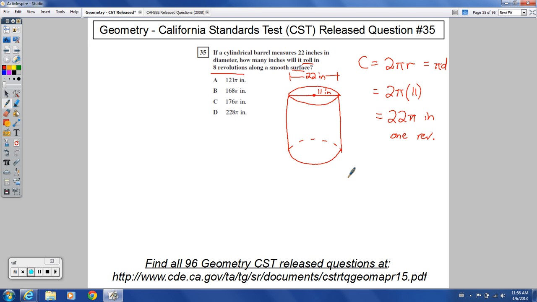Okay, so we need to just take this. 8 revolutions is going to equal 8 times 22 pi. 8 times 20 is 160. 8 times 2 is 16. You put those together and you have 176 pi inches for your final answer. Choice C for number 35.